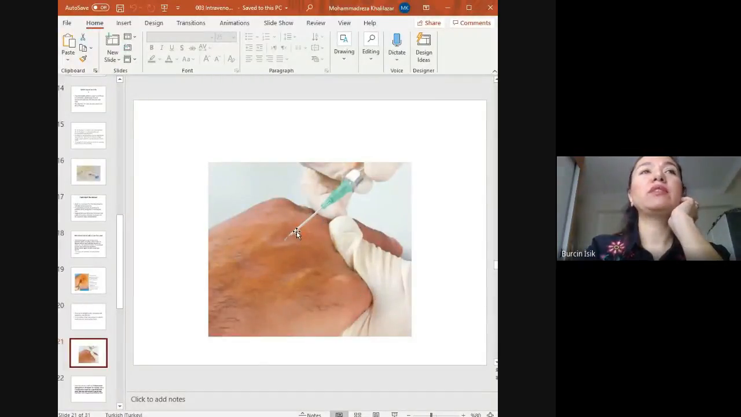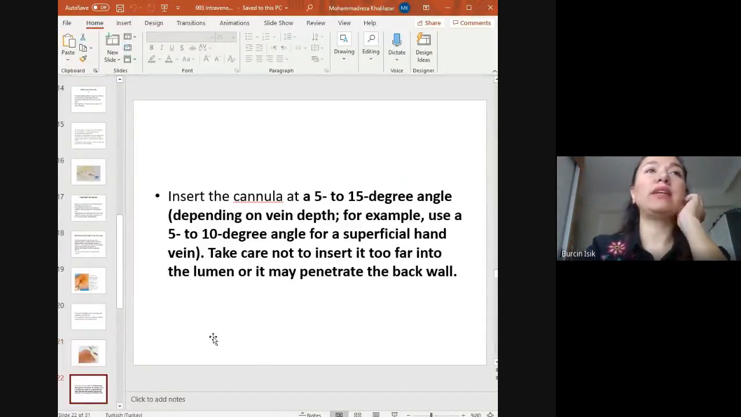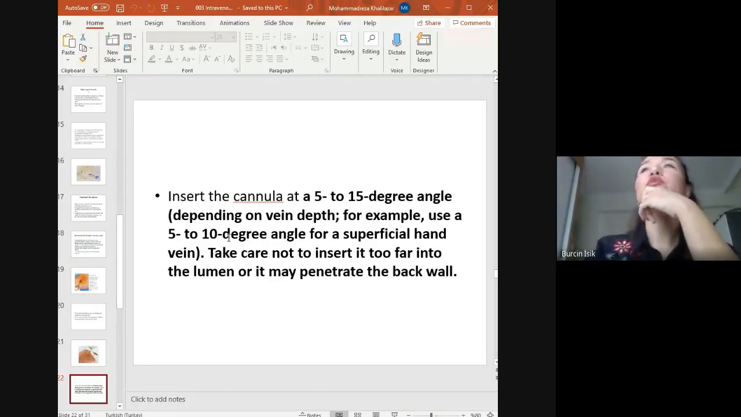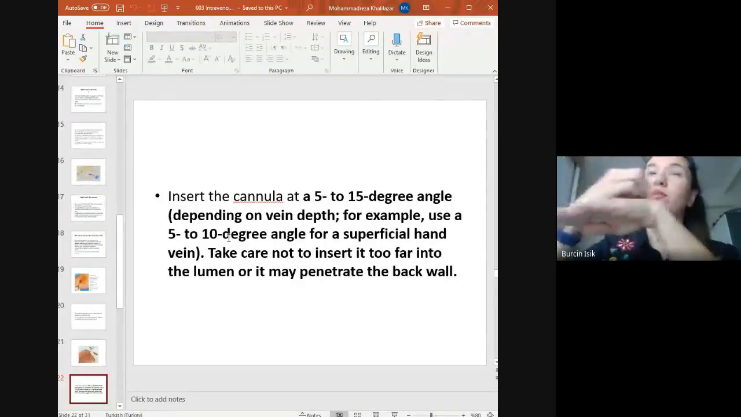and at which angle? 5 to 15 degrees. If you're using the hand, 5 to 10. If you're using another place, 5 to 15 degrees. It's good. But in the hand, 5 to 10 degrees. Okay?